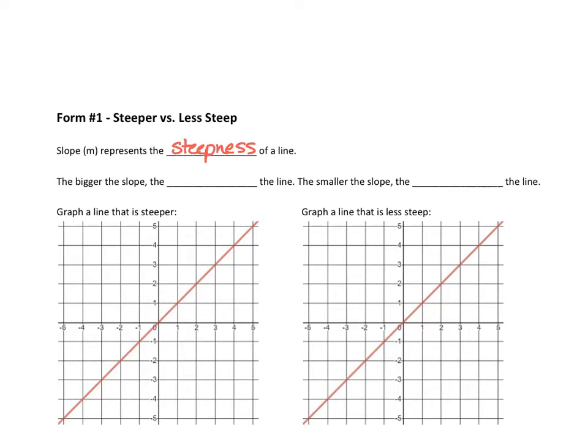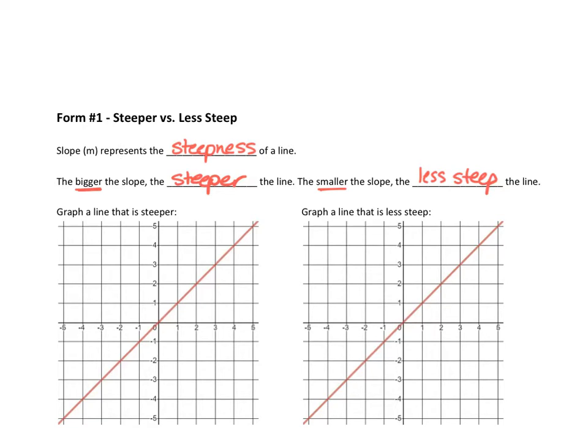When we're looking at the slope number itself, the M, the bigger the slope number is, like 5 versus 3, the steeper the line. The smaller the slope, so like 1/3 and 1/2, 1/3 is smaller, the less steep the line is going to be. So you can look at the slopes to determine if it's going to be steeper or less steep.